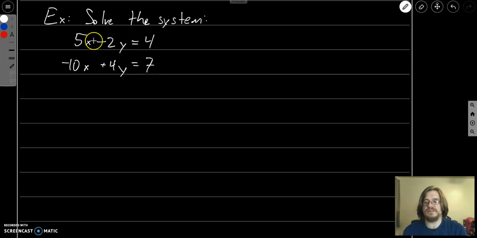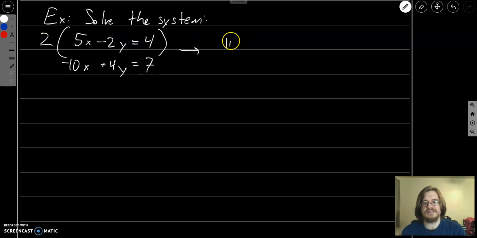So let's solve this system of equations. We've got 5x minus 2y is equal to 4, and negative 10x plus 4y is equal to 7. The top nearly cancels with the bottom, but the top looks like it's about half of the bottom. So for instance, the 5x and the negative 10x, if I multiply the top by 2, we'll see that we'll get 10x and negative 10x, and those should cancel. So let's multiply this top by 2.